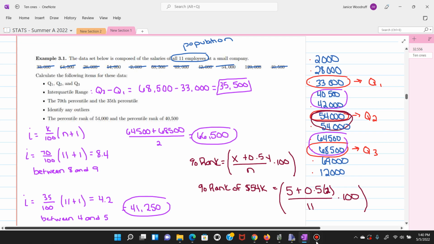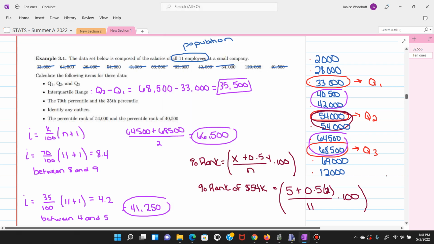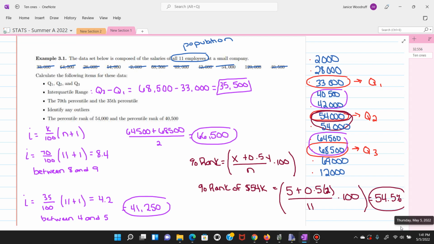Okay, so 5 plus 0.5 times 2 would be 5 plus 1. And then we are dividing that by 11, and then times 100. So 54.5. I think we're doing one decimal place here. So 54.5%. So that would be the percentile rank. So you're in the 54th percentile if you're making 54,000.